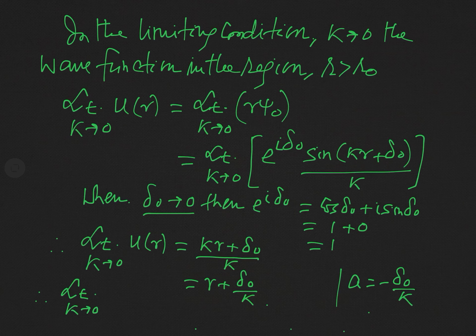So finally we will get that limit k tends to 0 of u of r is equal to what? This will be r minus a. Say this is equation 4. So we have obtained a very important result: limit k tends to 0 of u of r equals r minus a, and actually this u of r is the wave function outside of the range of the nuclear force.